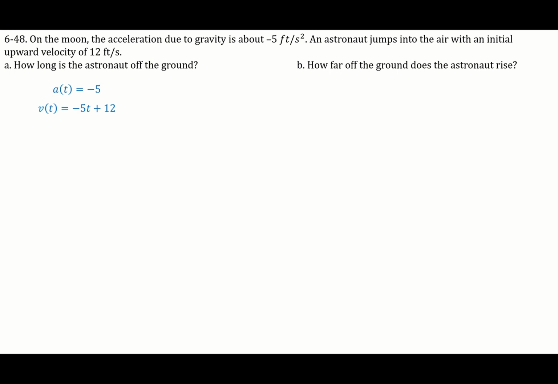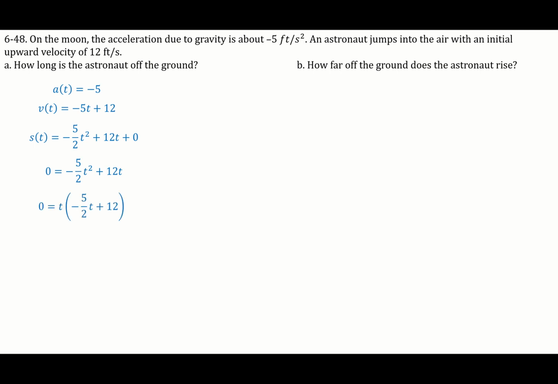Okay, and then the antiderivative of velocity gives me the height equation, so -5 over 2t squared plus 12t, plus the initial height is 0, because we're going to assume he is on the ground, or on the moon, then he jumps in the air and then lands again. So in order to figure out how long he's off the ground, we need to solve for when the height is equal to 0, because if you're on the ground, the height is equal to 0.